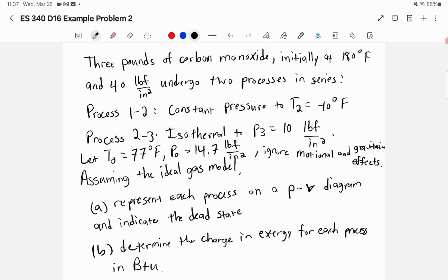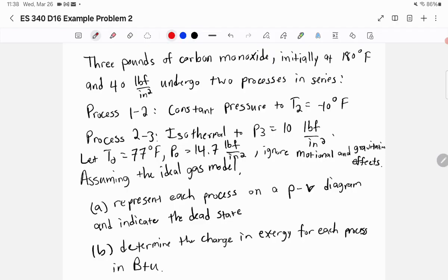3 pounds of carbon monoxide, initially at 180 degrees Fahrenheit and 40 pound-force per inch squared, which is the pressure, of course, undergo two processes in series. Process 1 to 2, which is constant pressure, to a temperature T2 of negative 10 degrees Fahrenheit, and then process 2 to 3, which is isothermal, and goes to a pressure P3 of 10 pound-force per inch squared.